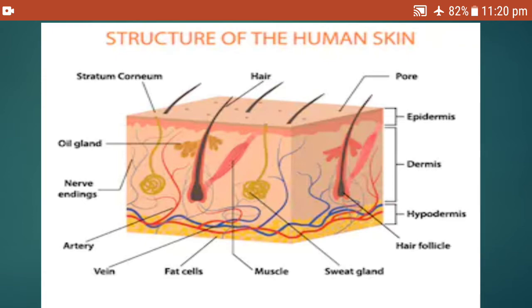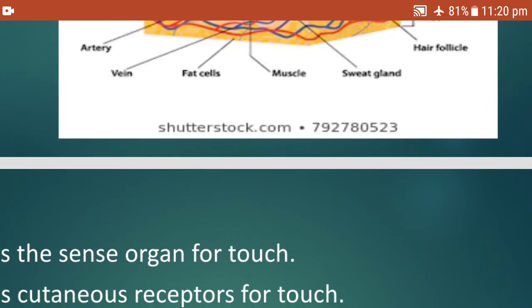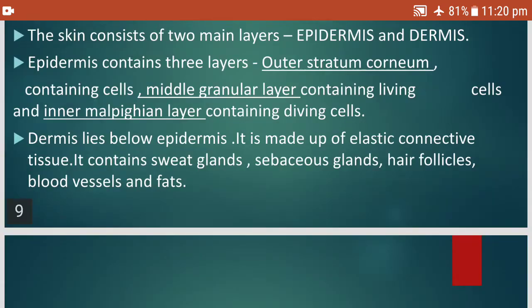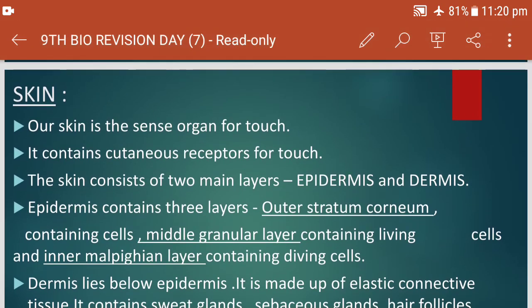Now, the outer layer will have the stratum corneum consisting of dead cells. Hair is present, and skin pores are present for the secretion of sweat. In the dermis are present the oil glands, nerve endings, artery, vein, fat cells, sweat glands, and hair follicles. Roots are also present in the dermis. So, when you have to describe, you will learn like this.